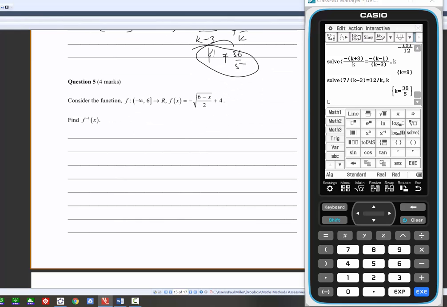Okay, what do we got here? We're going to consider this function here, invert it to find the inverse function. Right, so here is the domain. So what I want to do is find out the range of this function here. So how are we going to do that?